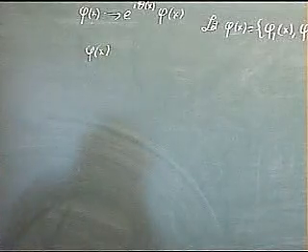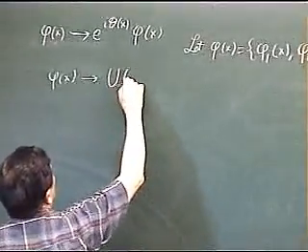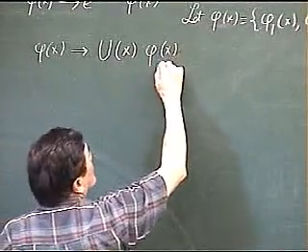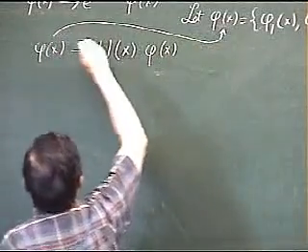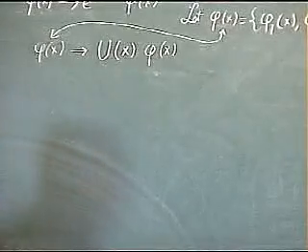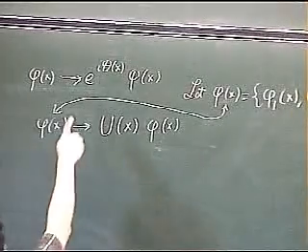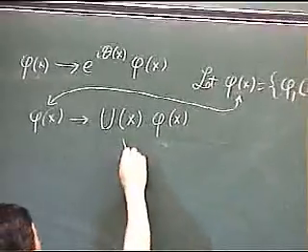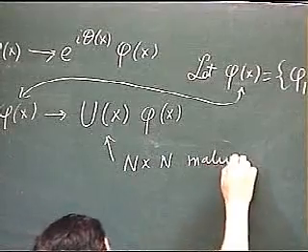Yang's idea was the following. Suppose phi of x goes into U of x times phi of x. With this phi of x, we are generalizing to this phi of x. So this notation actually means a collection of n complex scalar fields. Instead of one complex scalar field, we have n complex scalar fields. So then U is an n by n matrix.